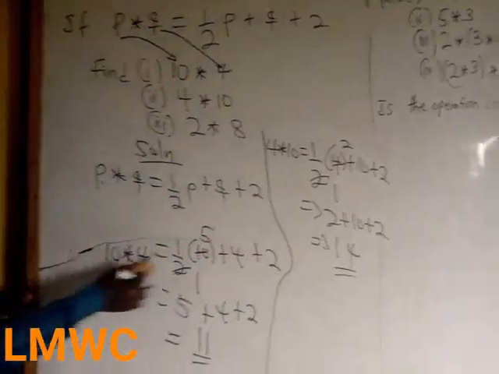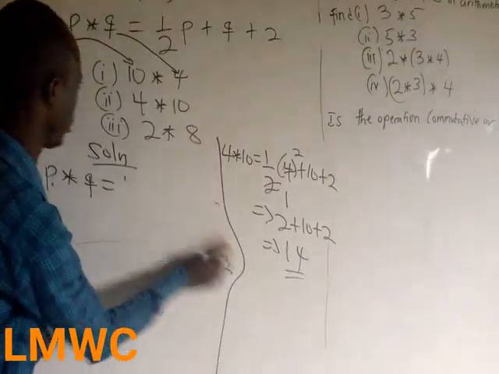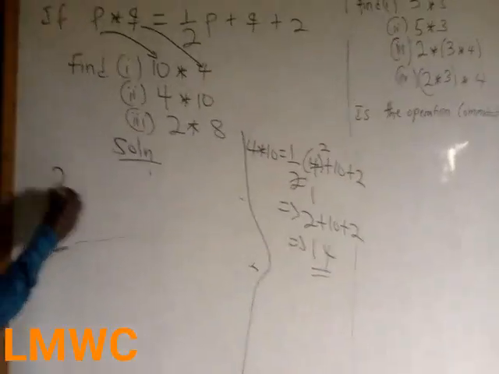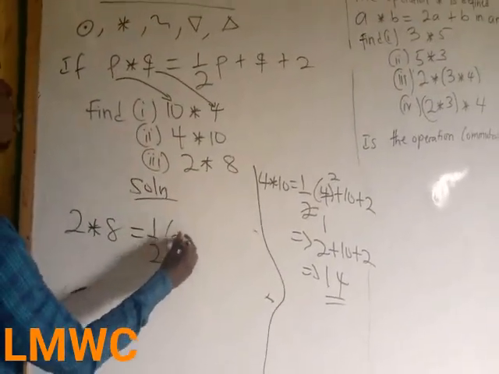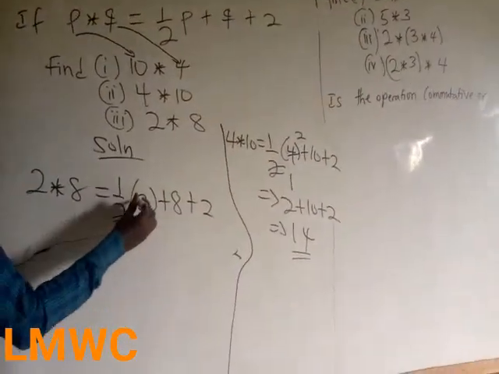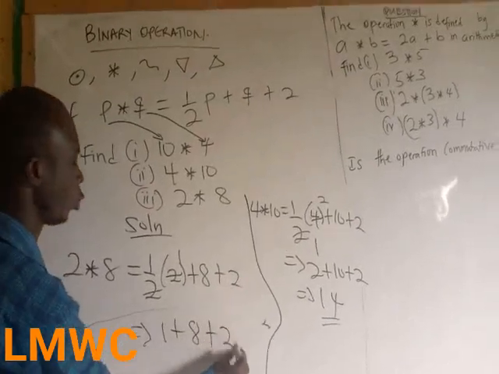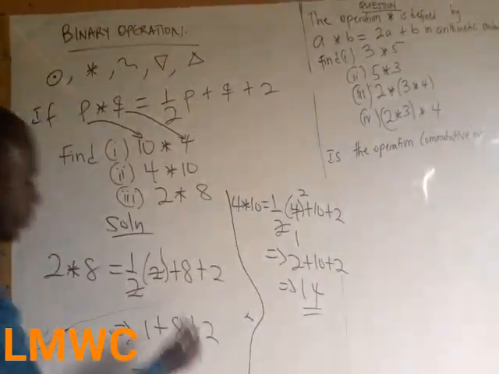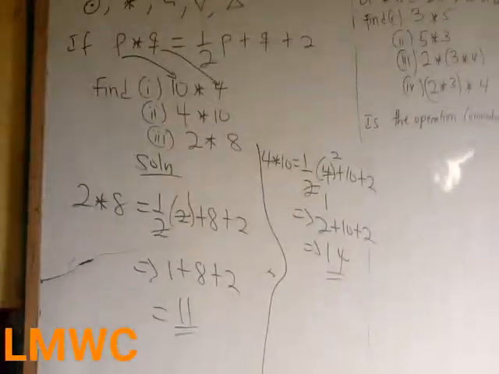The third one, the last one. So 2 star 8 becomes half of 2 plus 8 plus 2. 2 goes into 2 once. So 1 plus 8 plus 2. We are getting 11. We have 11 for this part.